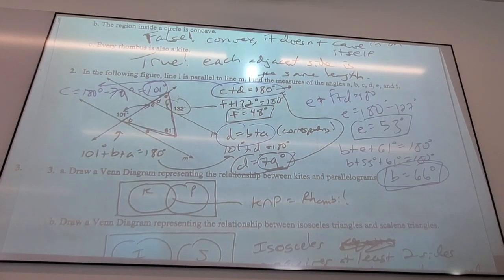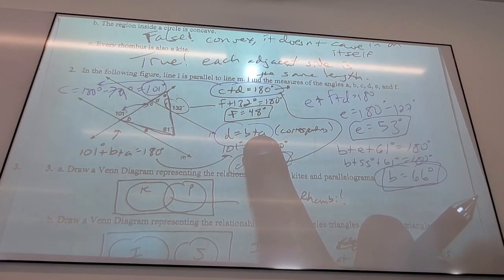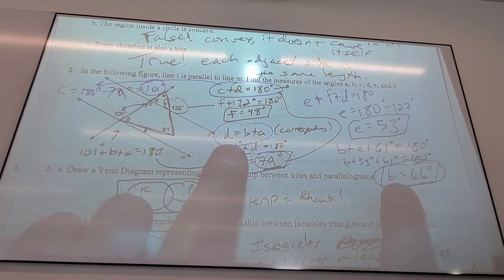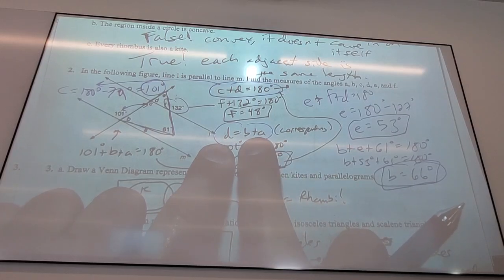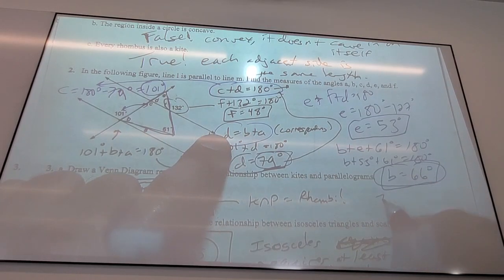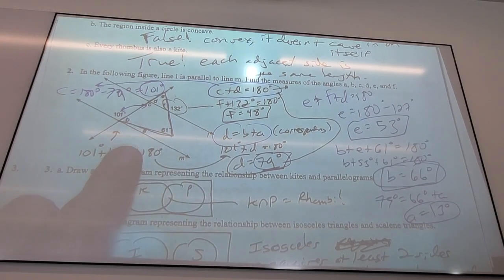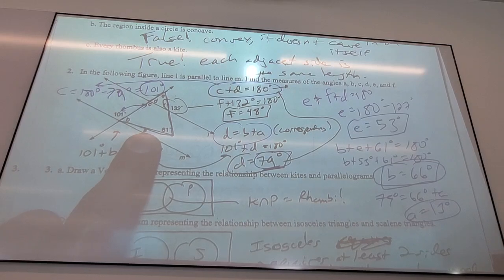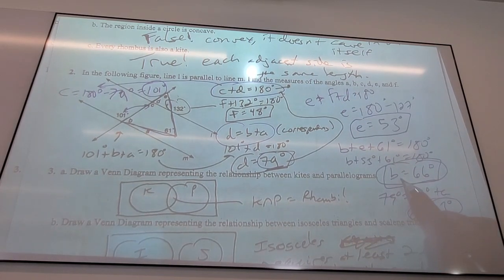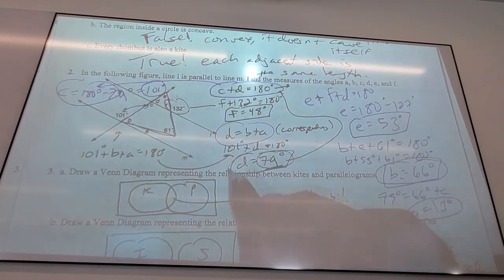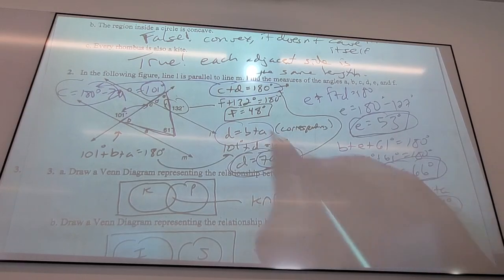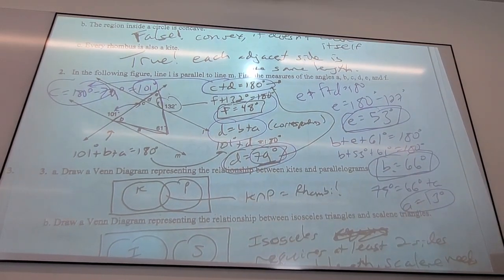These are some of the things that we figured out earlier, and as I learn new things, I can just go back and put them in. So D is 79. That's got to equal B plus A, so A must be 13 degrees. Yeah, a tiny A there. Do we have everybody? A, B, C, D, E, F. Okay, thank God. I'm sorry I forgot to finish that one.